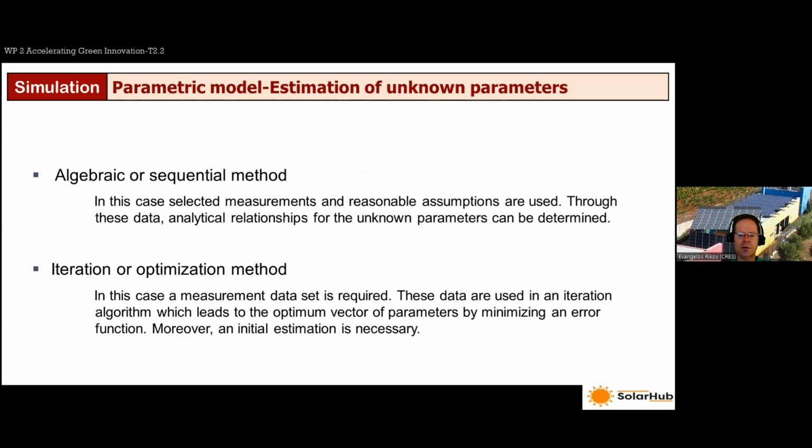I mean, there are two ways to do that. There is the algebraic method or sequential method, where we use substitution in some equations in order to sequentially calculate these parameters one after the other. And there is also the possibility of using an iteration approach, where from a data set we can obtain the optimum vector of parameters, let's say, that minimizes the error in the calculation of this data set.